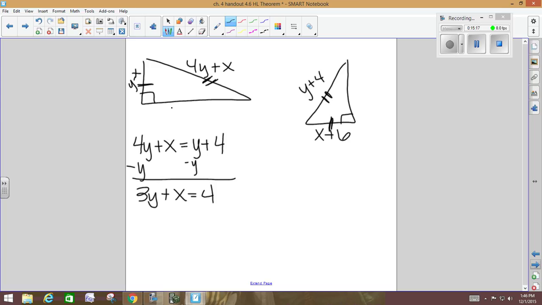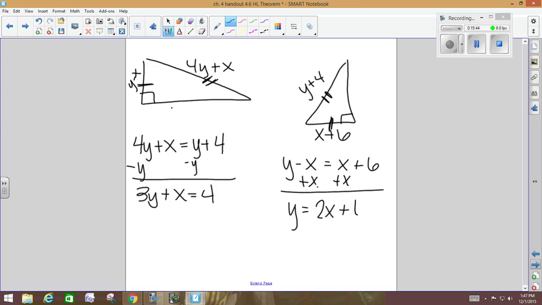Six. Good. Those two have to be congruent because it says use the HL theorem. The L stands for legs. So my legs also have to be congruent. So I can set the other expressions equal. So then I get y minus x equals x plus 6. What should I do? How? Add x to the right. So then y equals 2x plus 6.